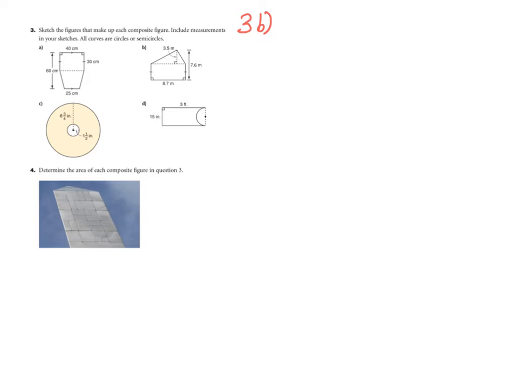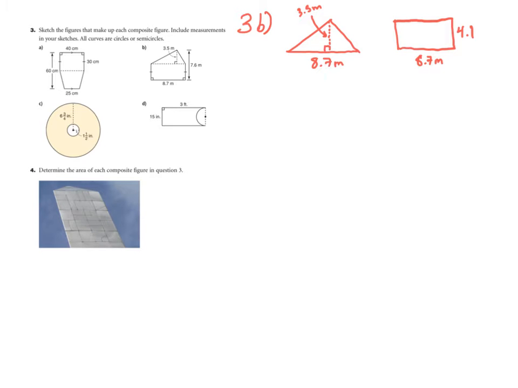Alright, part B, we have a triangle and a rectangle. So here's my sketch. These measurements were given. This 4.1 is obvious because the total height here is 7.6, but 3.5 of it is this area, so the rest is 4.1. All right, let's find the area.